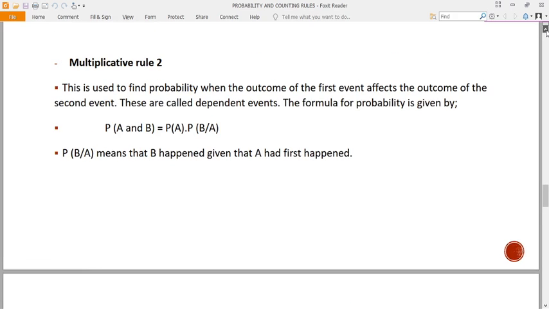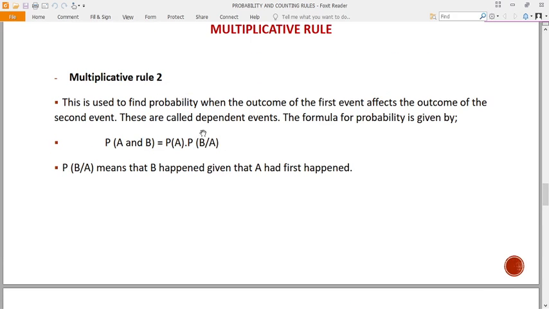So from the multiplicative rule of dependent events, we can go to conditional probability. What we have here is what we call a conditional probability, the probability of B given that A happened first. To get the conditional probability, we just make this the subject of the formula.